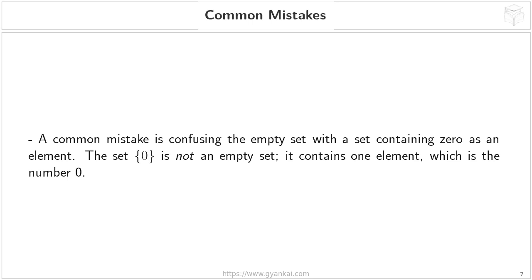Common mistakes. A common mistake is confusing the empty set with a set containing 0 as an element. The set represented as a curly brace with 0 inside, that is, {0}, is not an empty set. Remember, the empty set has absolutely nothing inside it. This set, containing just the number 0, does have one element. It's a set with a single member, so it's definitely not empty.